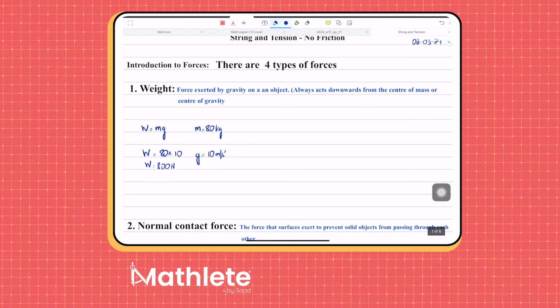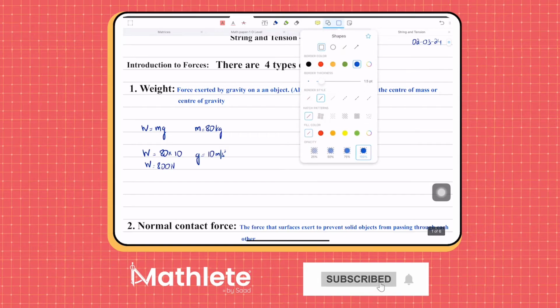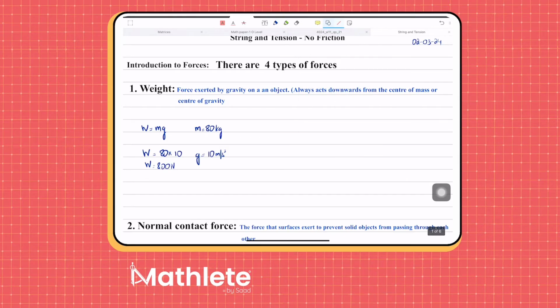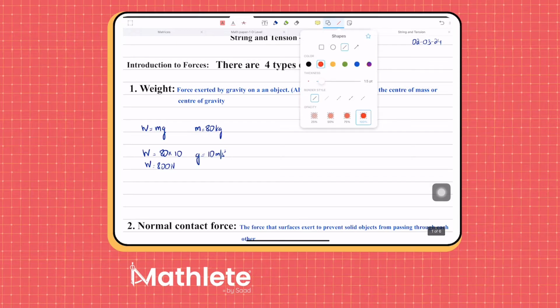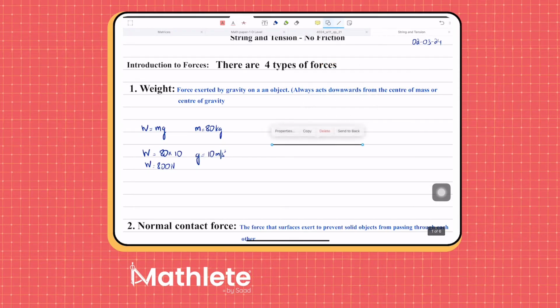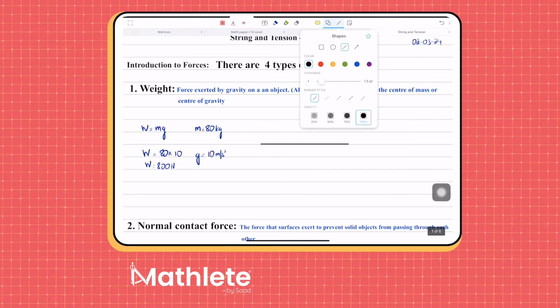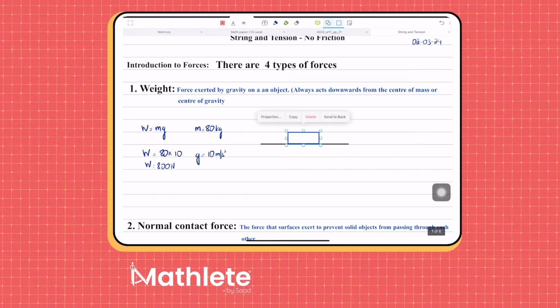Now a couple of things to know about weight is that first of all, it always acts downwards from the center of gravity. So if let's say this is a horizontal ground, or a horizontal plane, sometimes we refer to it as a horizontal plane. If this is the object, this is the center of gravity of that object, and from this point weight is acting exactly downwards. So in order to work out the weight of this object, we'll take the mass and multiply it by g, which is acceleration due to gravity.